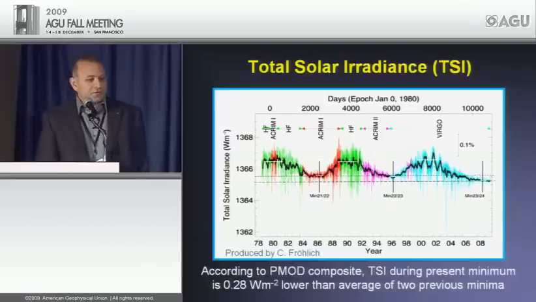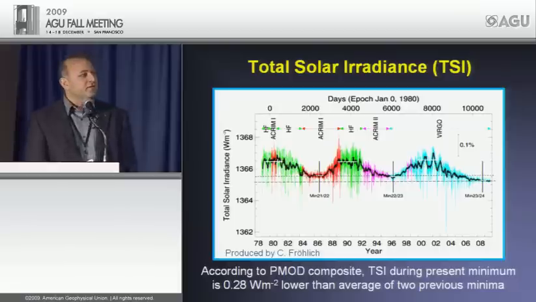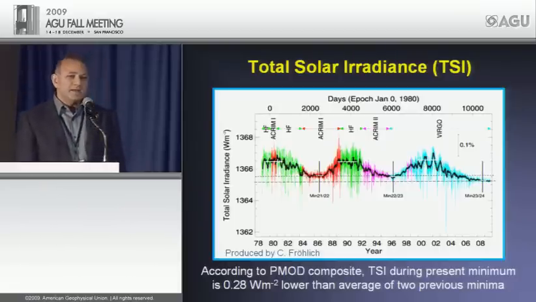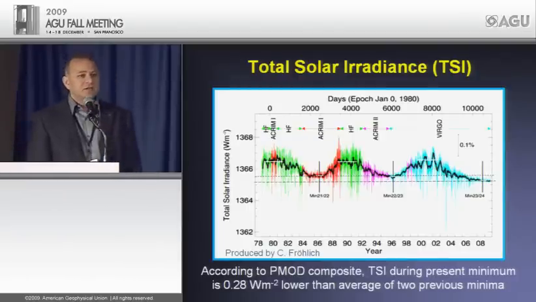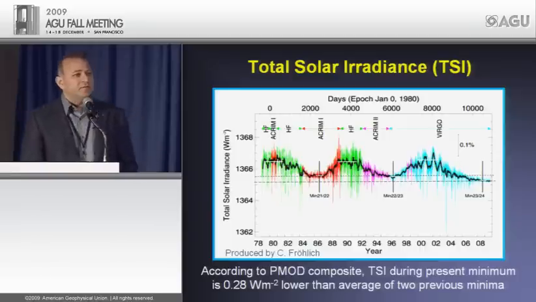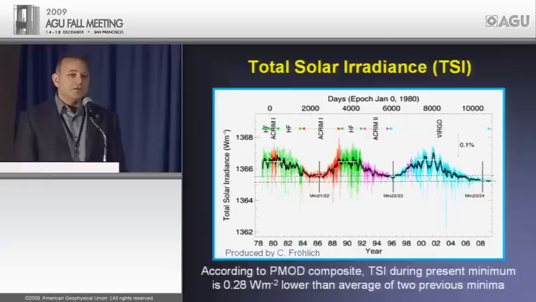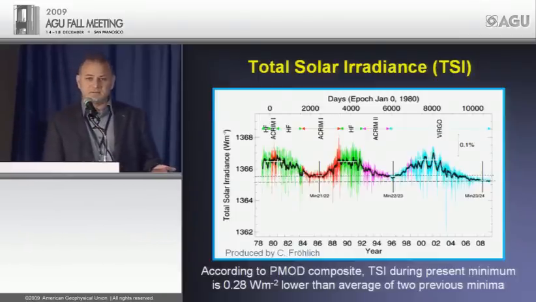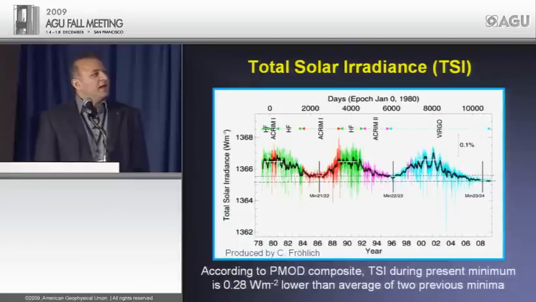Let's move on to the solar irradiance. The total solar irradiance, that means the brightness of the sun as a whole integrated over all wavelengths. Now, that's a much more tricky thing to measure. And it's also difficult over a longer period of time because you don't have measurements from the same instrument and you have to put them together. And depending who does that, they get somewhat different results. So what I'm showing you here is a composite put together by Klaus Fröhlich, the Davos composite.